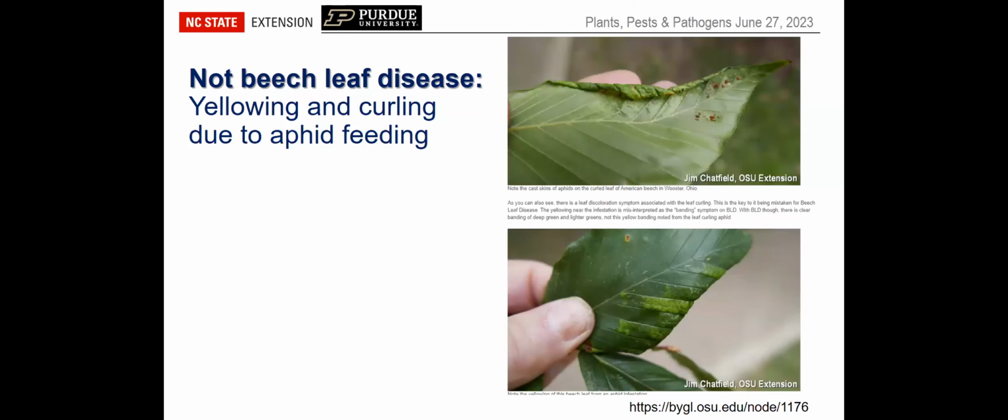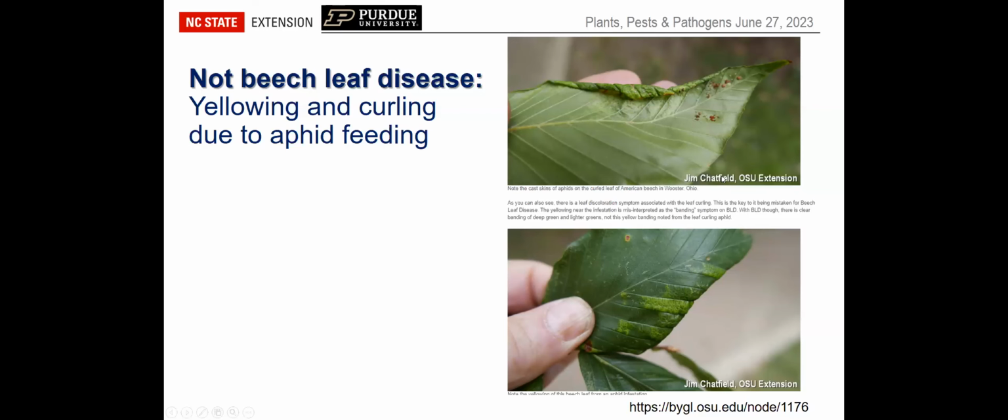Another thing that is not beech leaf disease that you may see here would be yellowing or curling due to aphid feeding. We also got a photograph here, presumably of this, and it's a yellowing there, but you don't have the same banding. You see also the banding of the light, deep green and lighter greens, as mentioned there in the Ohio text. And notice too, in this case, you've got that curling of the leaf margin. You don't see the serrated margin that you would normally see on a healthy beech leaf because it has curled under.